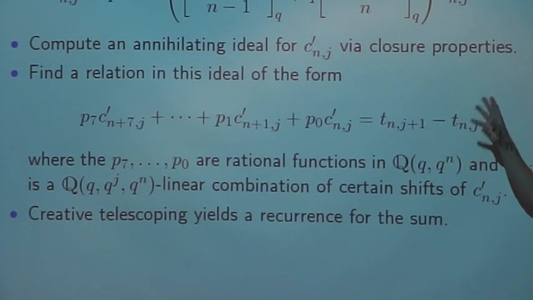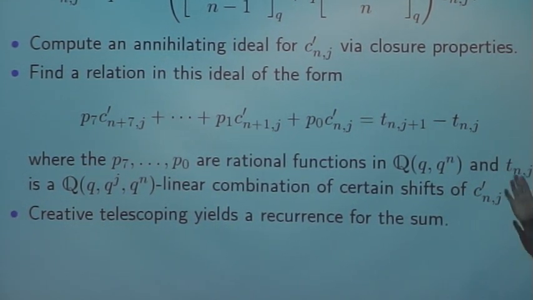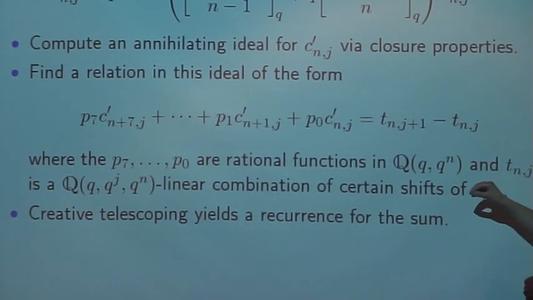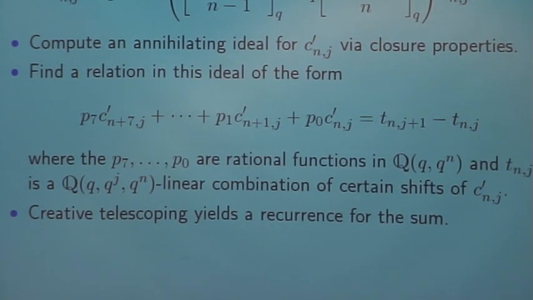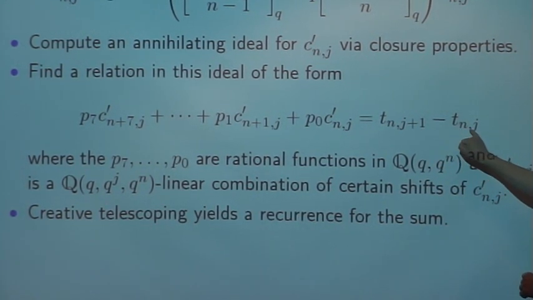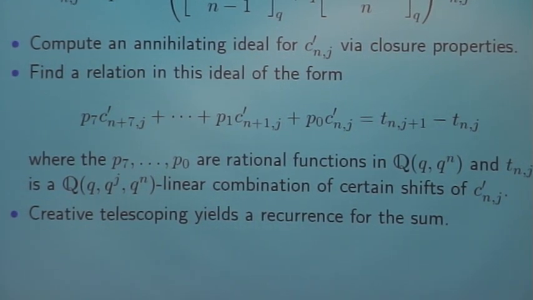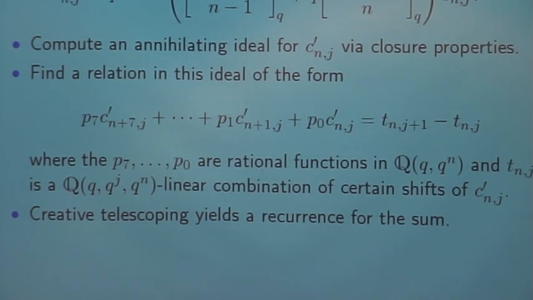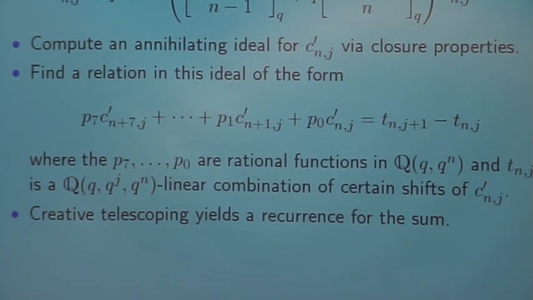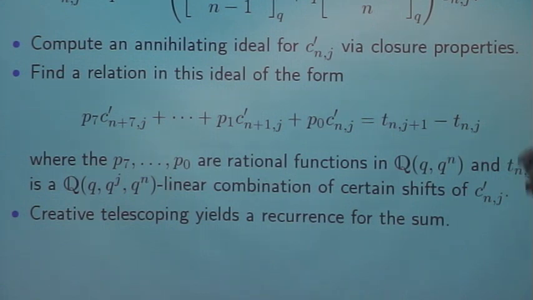There are some details that I do not mention here, like natural boundaries, if you are familiar with that, but this is the principle of how it works. The t and j are of a form that I don't specify here explicitly. It's a linear combination of some shifts of this function c prime. And the coefficients can be anything, so there can be a q, it doesn't matter, because this telescopes away in the end.